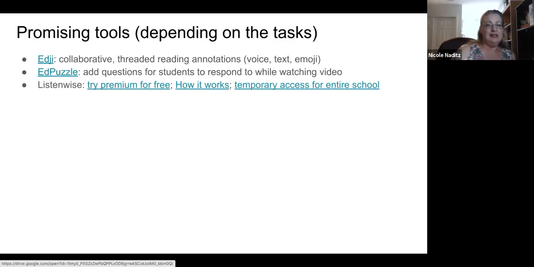ListenWise is an interesting tool. What it does is it takes radio reports from public radio stations and it has them leveled. It has them aligned by subject area, some of the standards, and then it has built-in question activities and so on. So it's really leveraging what we talked about with engagement in terms of authenticity and real-life experiences, because it takes concepts in science and finds actual radio reports where those concepts were being discussed so that students can actually see this knowledge being put to use in a setting outside of the classroom, interact with that, and answer questions. And it's also leveled.